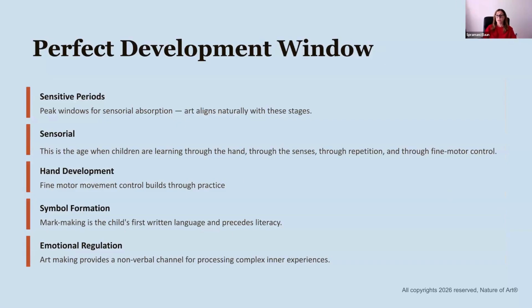So I want you to know this is the perfect developmental window. There are a lot of things going on that actually apply to visual arts, like the sensitive periods. You know definitely that these are the peak windows for sensorial absorption. Sensorial work is perfect for this. This is the age when children are learning through the hand, through the senses, through repetition, and through fine motor control. Hand development is the perfect time for fine motor movement. You're already doing that in the classroom.